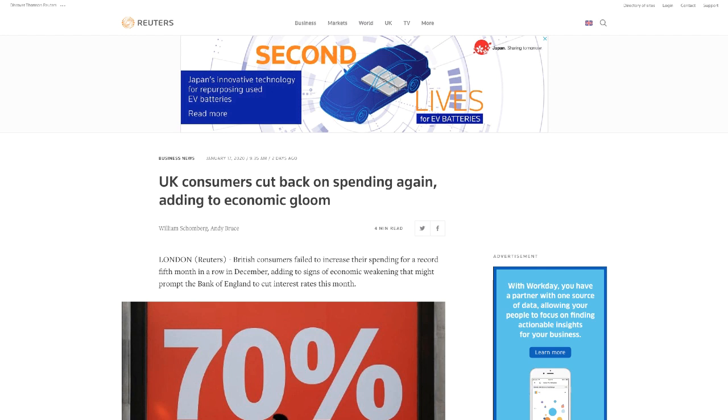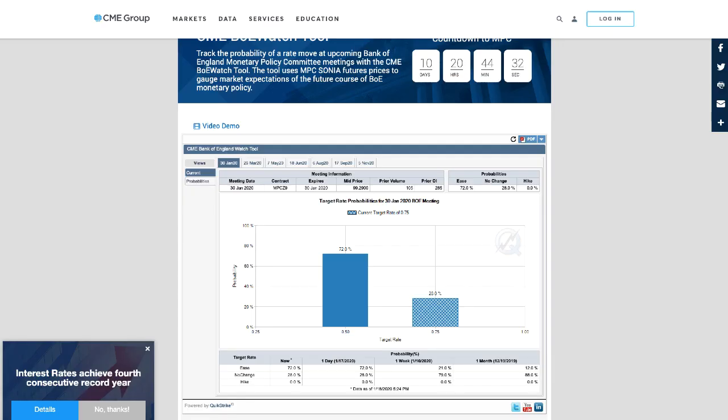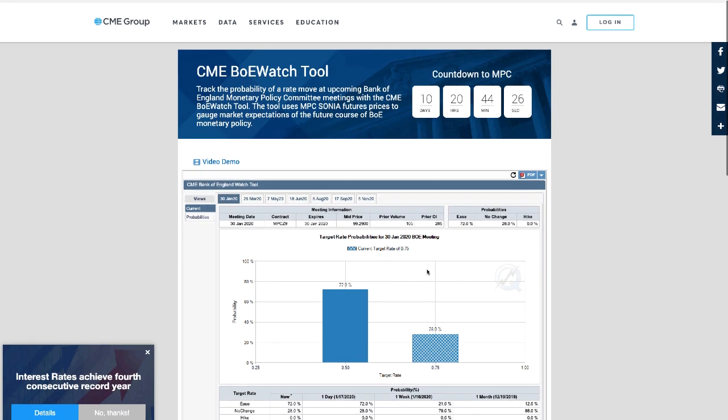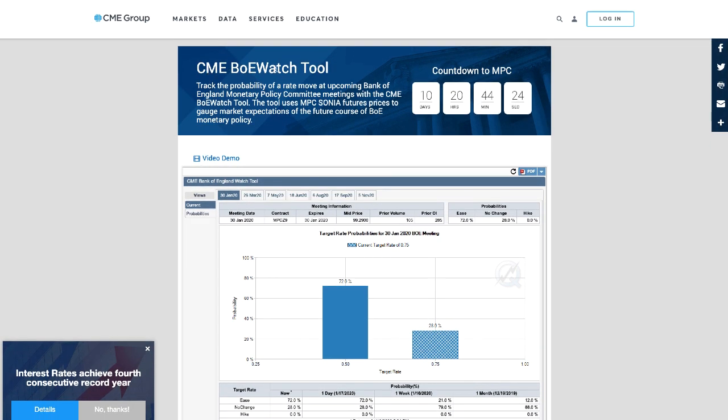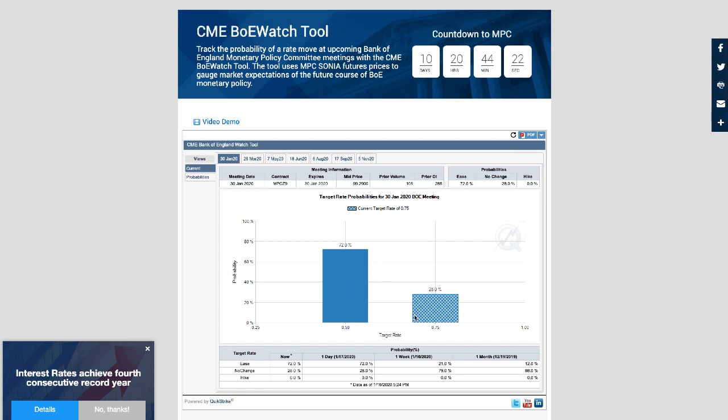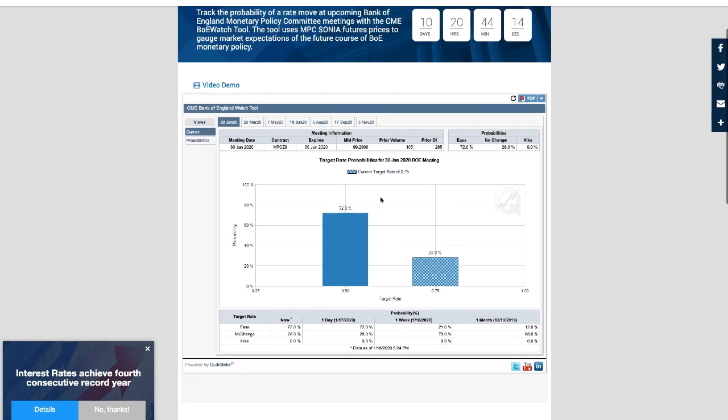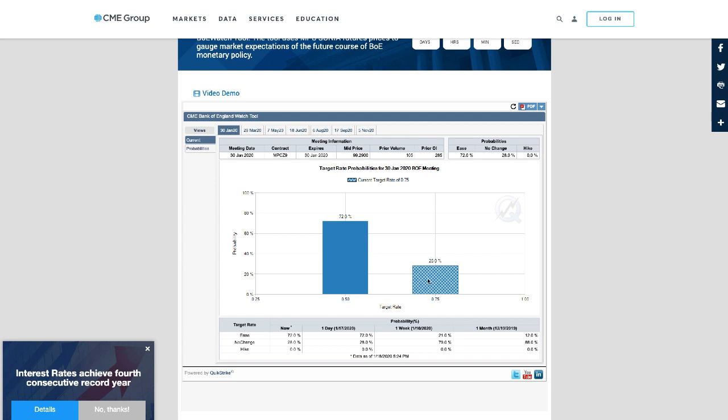So the further away the bank gets from their inflation target, the more likely they are to cut interest rates. Now this is the CME Group. So this is the CME Bank of England Watch Tool. I'll put the link in the description box below for those of you who want to use this and keep an eye on this. And basically, it works exactly like the Fed Watch Tool, where it's the probabilities of a potential rate cut, hike, or hold.